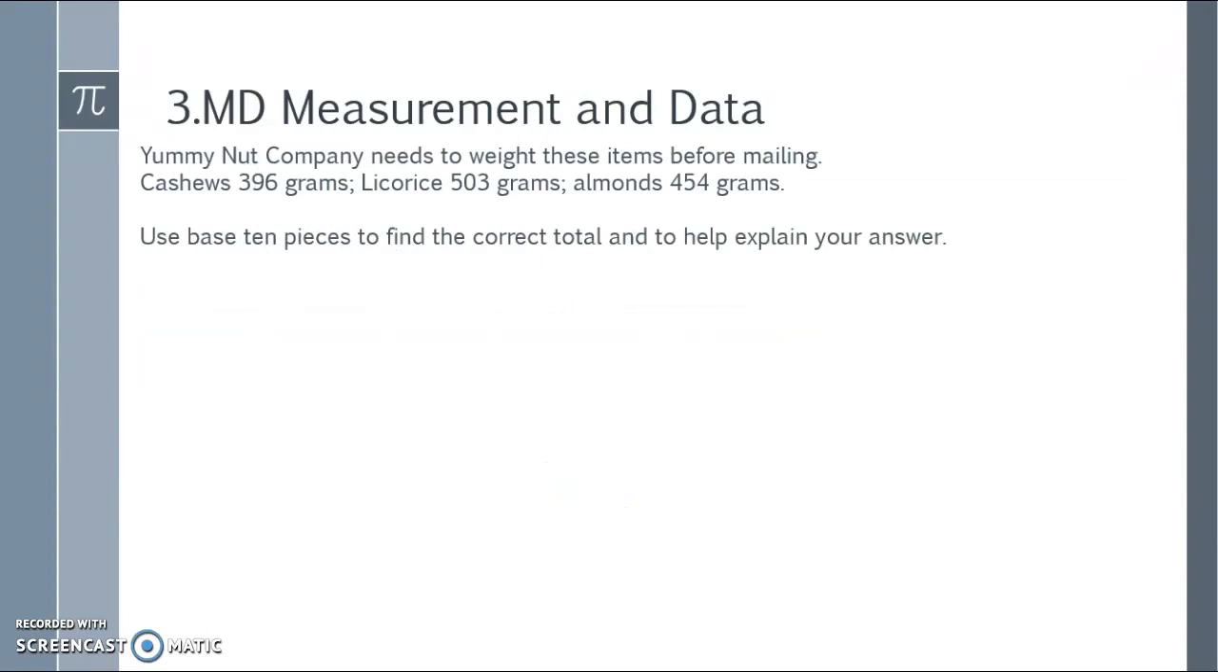Yummy Nut Company needs to weigh these items before mailing. Cashews are 396 grams, licorice is 503 grams, and almonds are 454 grams. Use base 10 pieces to find the correct total and to help explain your answer.